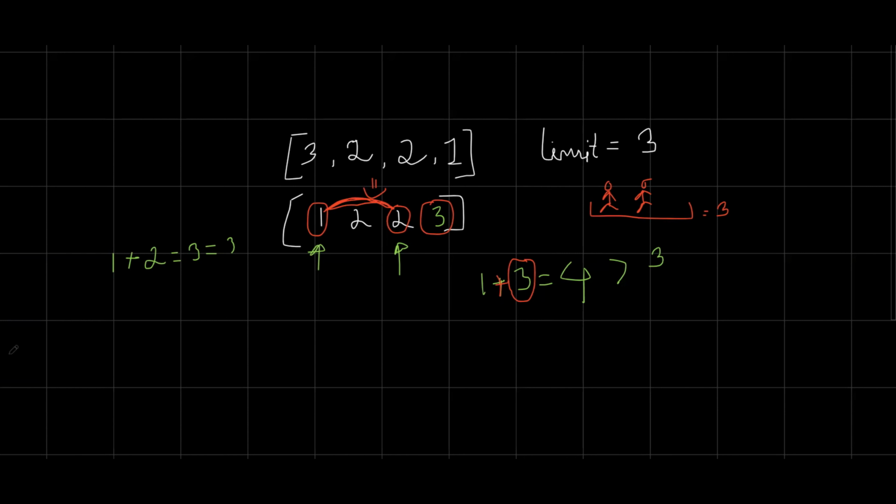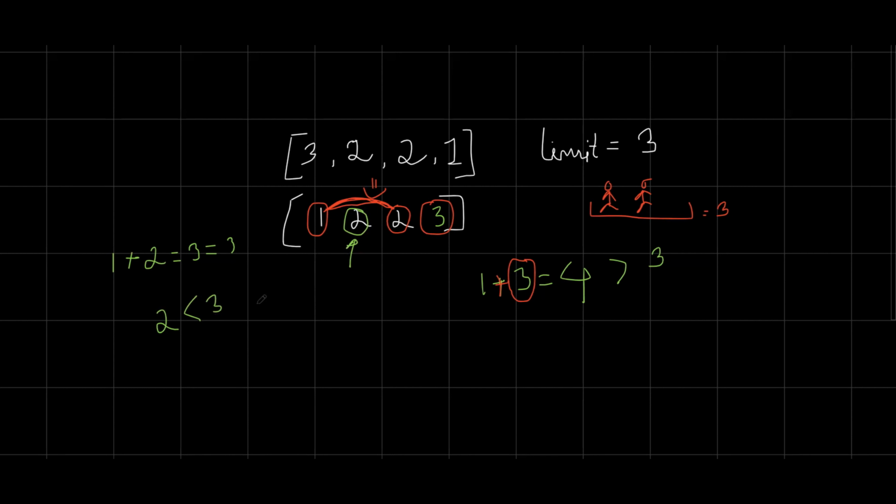So here, as we used the element at the first pointer and the last pointer, we will update our pointers. Now, both of the pointers point to this middle element. Now, it is only a single element. So here, the weight is 2, which is less than the limit 3. That means we can put this element 2 in another board.